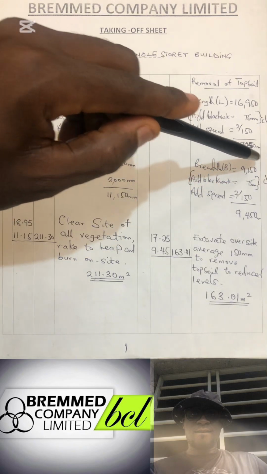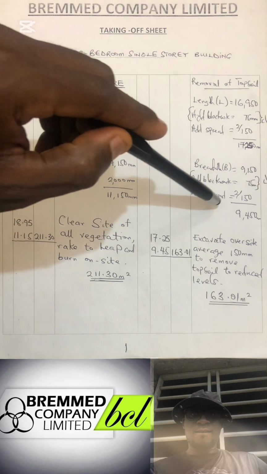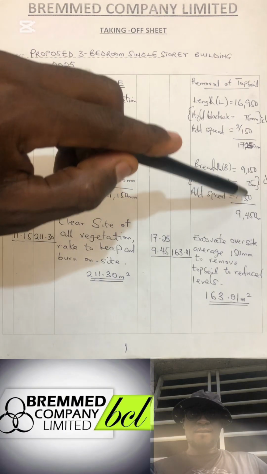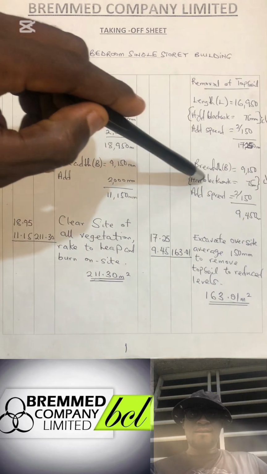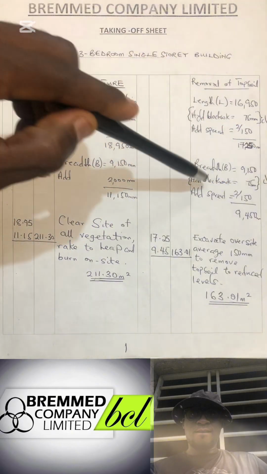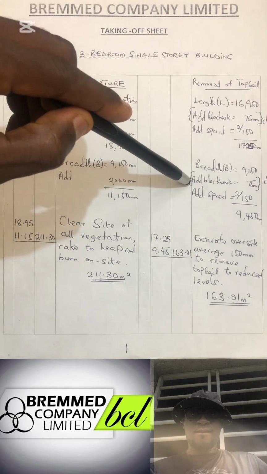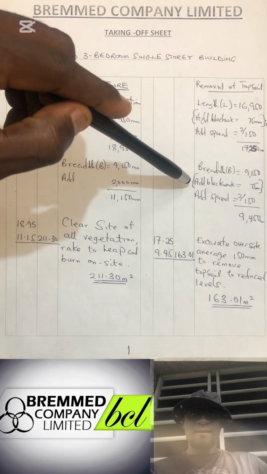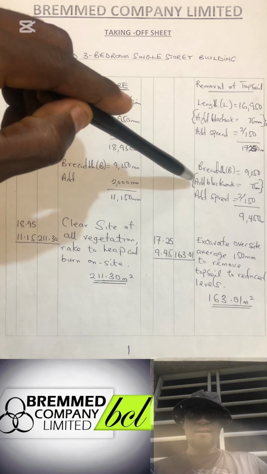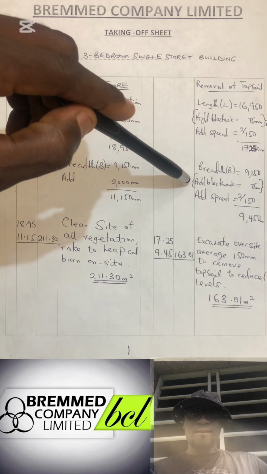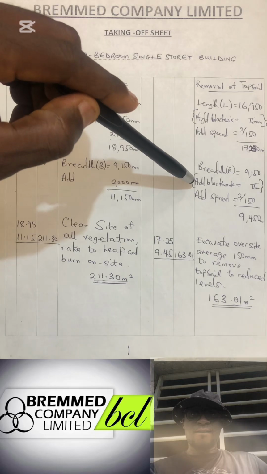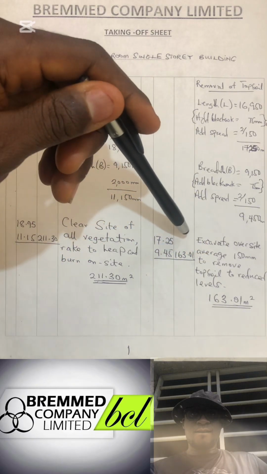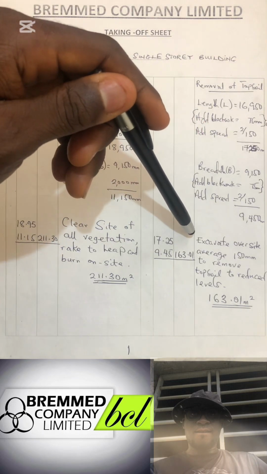Now we come to the breadth. We have 9,150. Then we add the spread, that is the same 2 by 150 to make 300, plus 9,150 to make 9,450. Now look at what we've written, the add block work. Sometimes when you get the measurement from the center, we didn't use the measurements from the center, we used the measurements from the external dimensions. When you use from the center, that is where you add the block work of 75 mm.